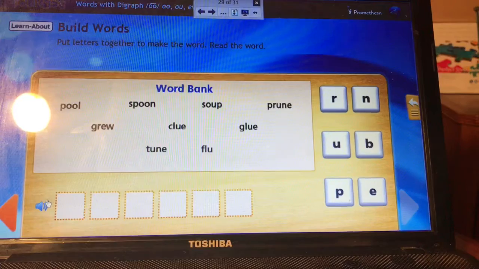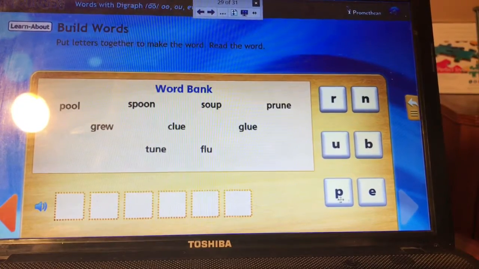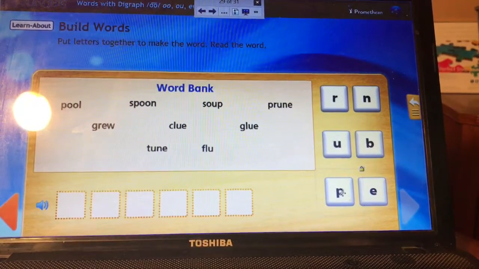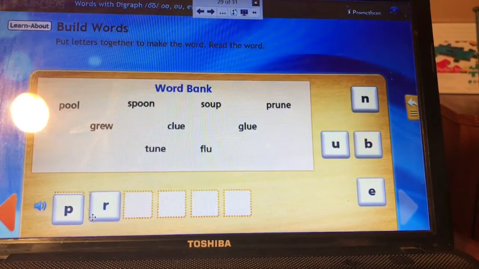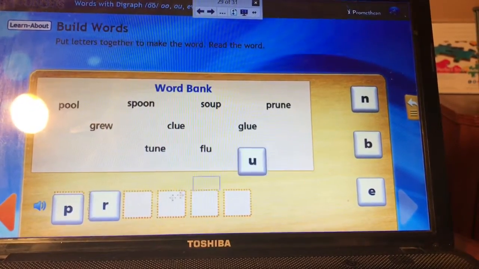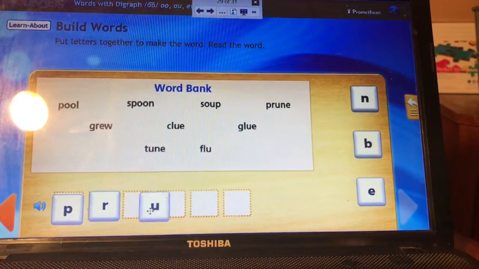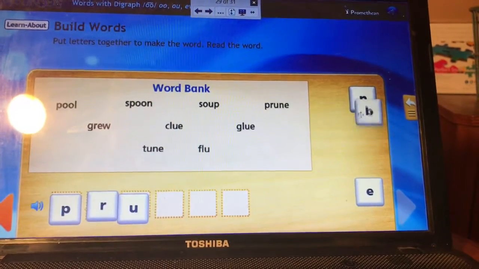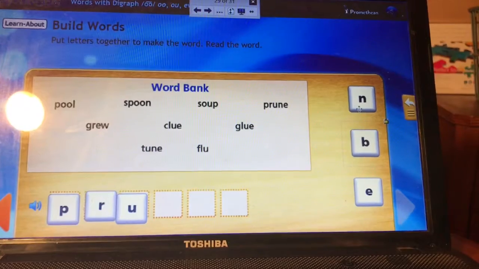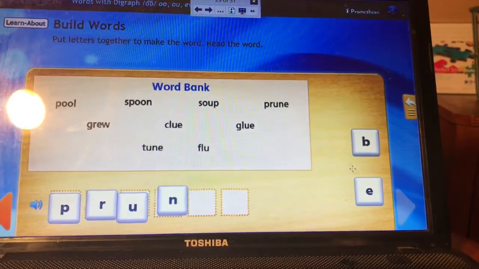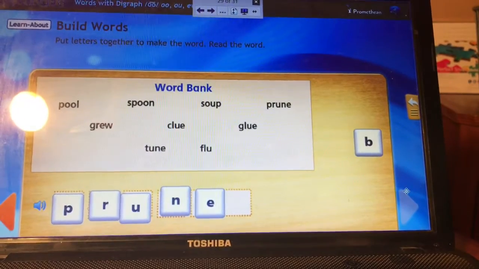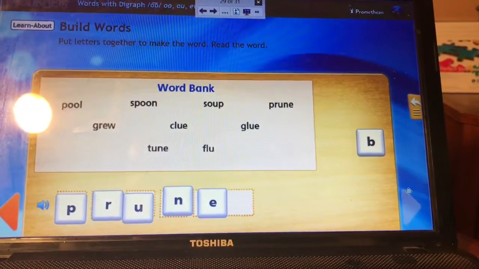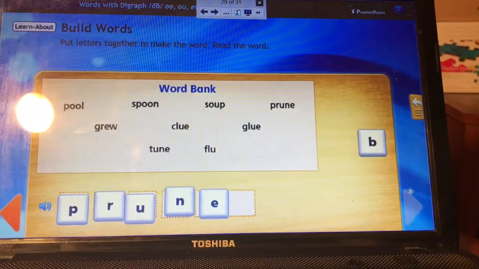Last one. Prune. Another blend. Ooh, whoa. Ooh. And a silent E. That's a long one. Ooh, I'm tired. Next, we're going to practice reading with some ooh words in your reader's notebook.